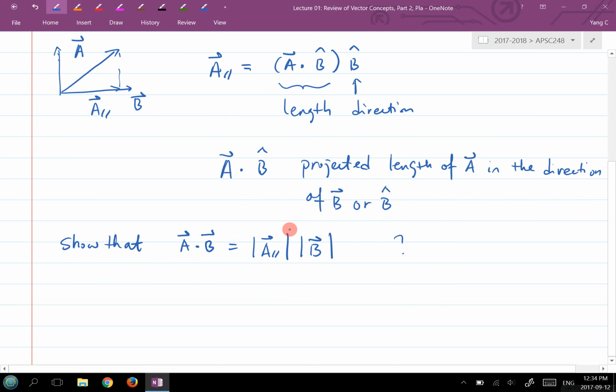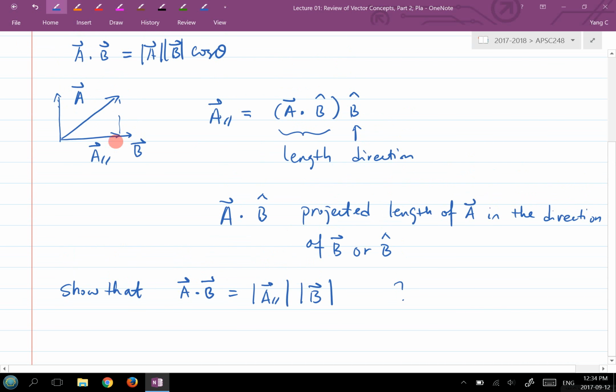Now, coming back to this diagram, we can clearly see what A parallel is. Often you're also interested in this other quantity, the other direction of projection. We have the projection in the B direction, and we're also interested in the projection of A in the direction perpendicular to B. So we call this one A perpendicular. That's another quantity we often need.